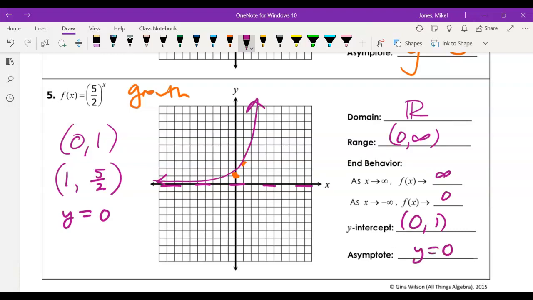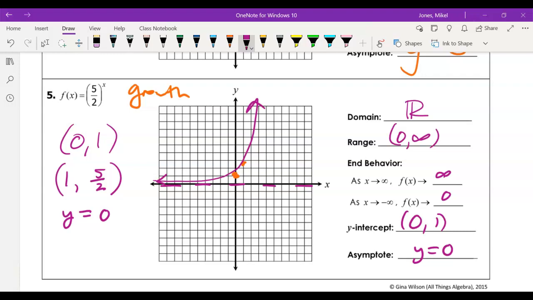Make sure that when you write the asymptote out, you write it as a y equals, because it's a line. And lines need to be expressed as equations. Okay, so y equals 0 is what you're going to write down for your asymptote. And it's a y equals because it's a horizontal line. Horizontal lines are of the form y equals and then just the number.